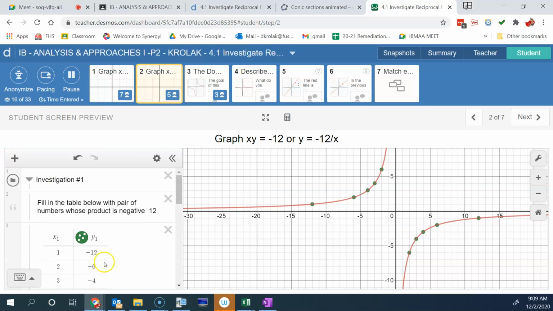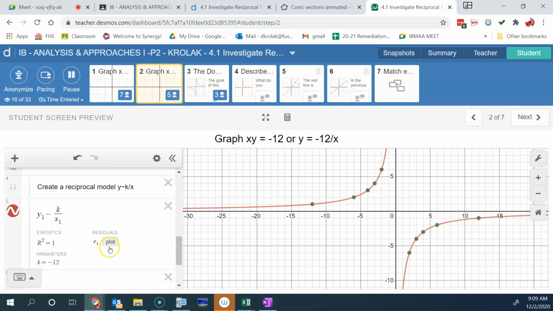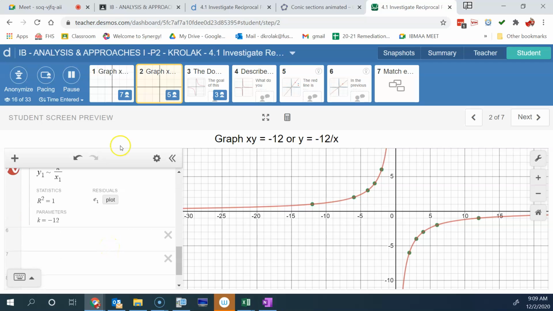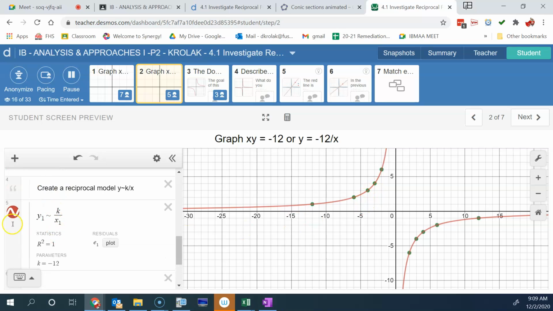It's just, so when that is negative, it just flips it. Now, when you look at this model down here, guys, so that you understand what these numbers mean, okay, it tells you what K is. K should be -12, yeah. R squared tells you how good this function fits your dots. When R squared is 1 or -1, that means it's a perfect fit. Okay, so this reciprocal function here perfectly fits our dots.